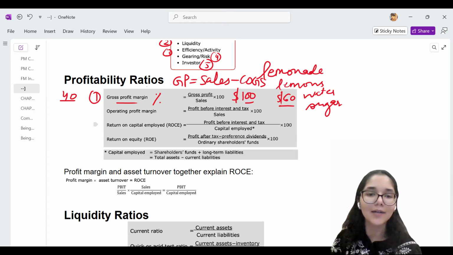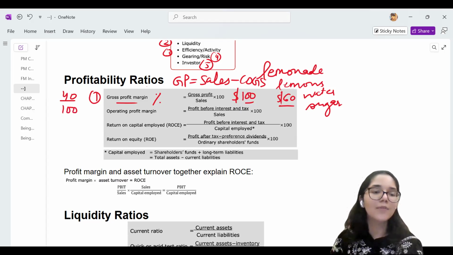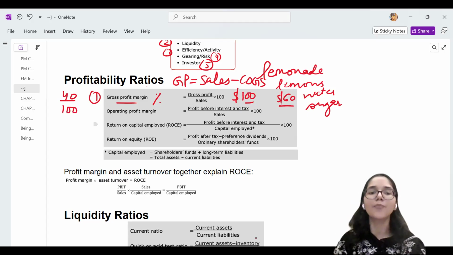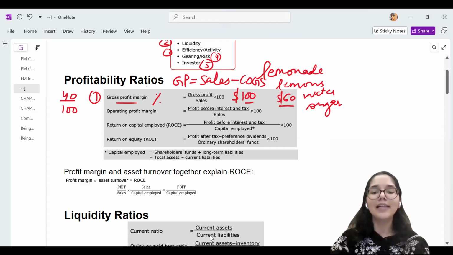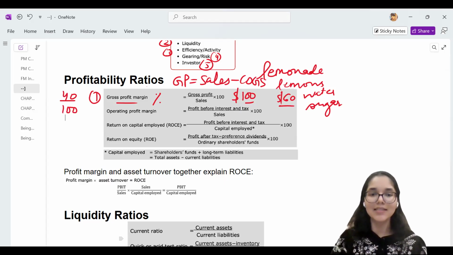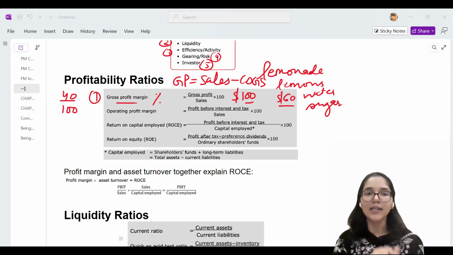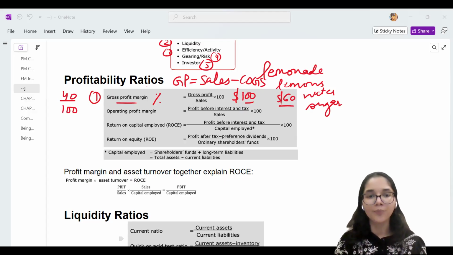I will divide that by the sales, which is 100. I will multiply this by 100. So that will give me 40% as my GP margin ratio. So I will get to know that once I pay for all of my direct expenses, I am left with 40% of the sales value. So this is the explanation for the first ratio.